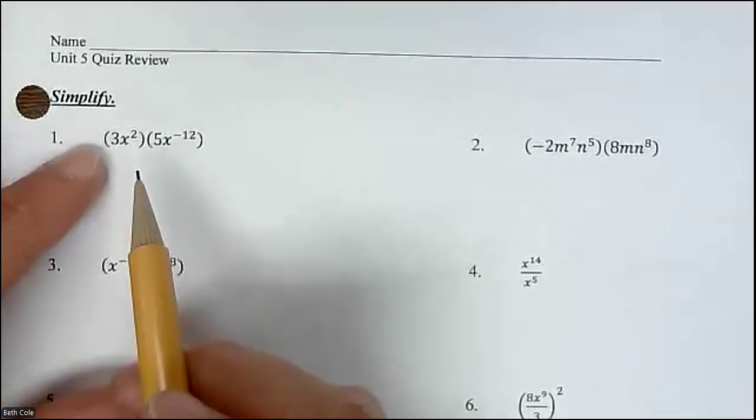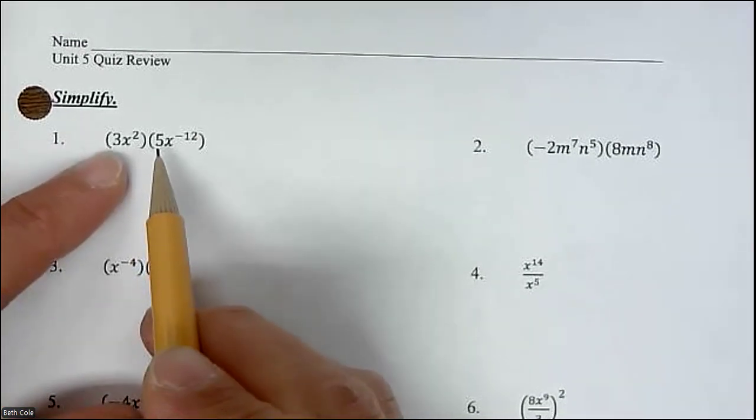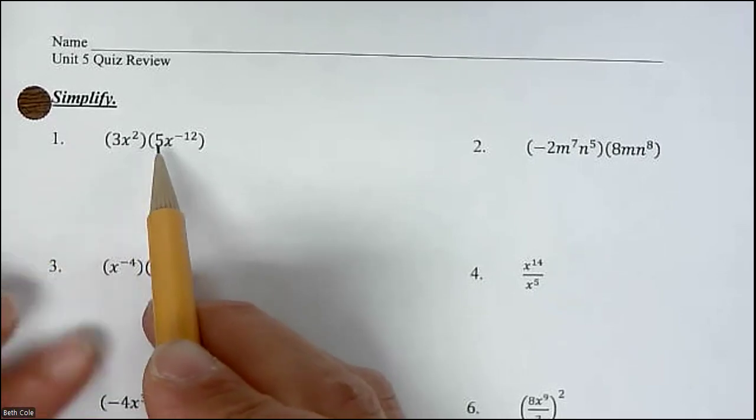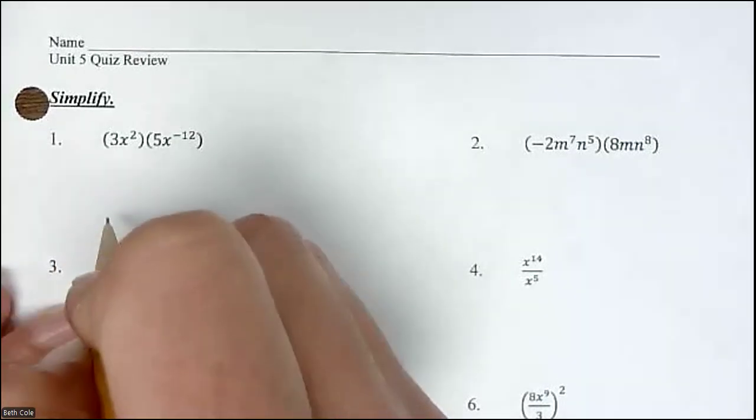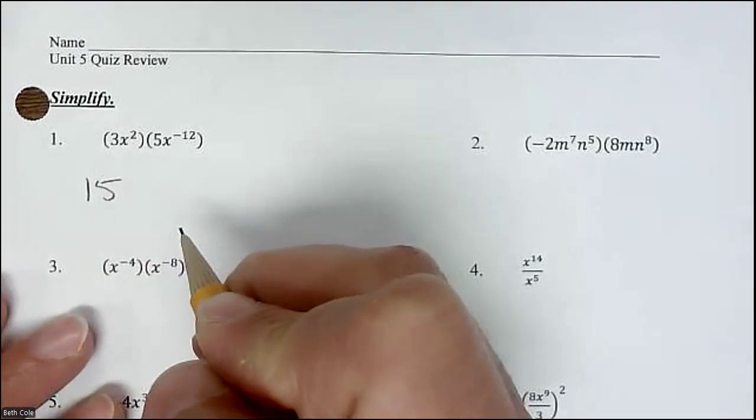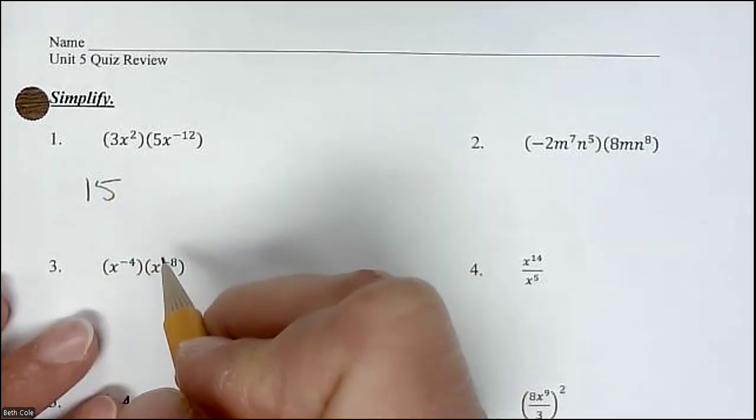So look at the first one. We are multiplying. 3 times 5, 15. Good job. Can you all focus back there for me? 3 times 5 is 15.